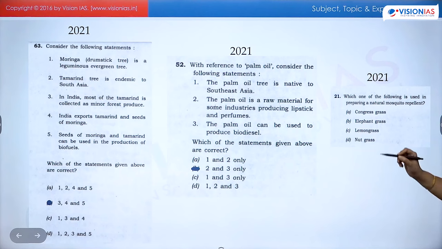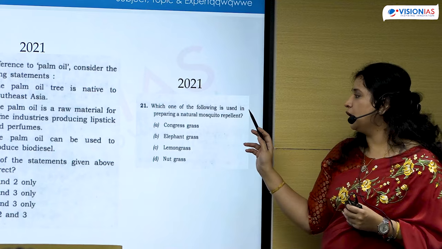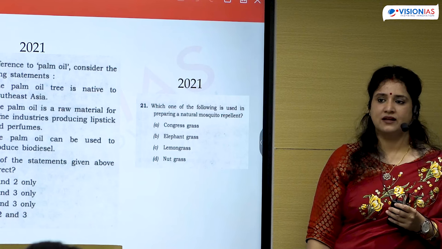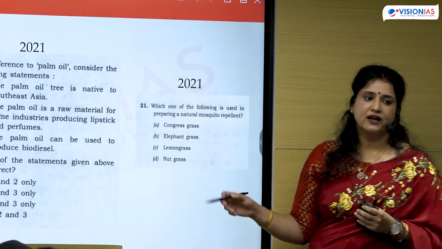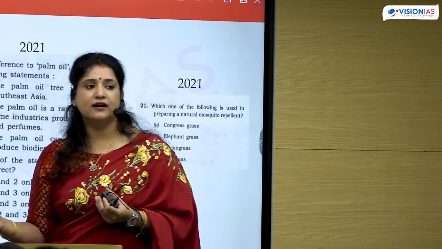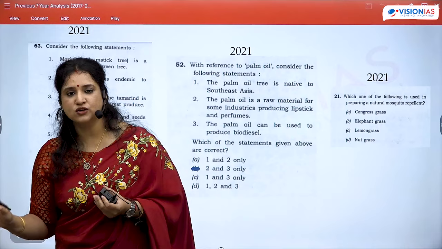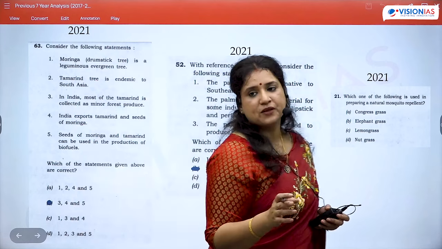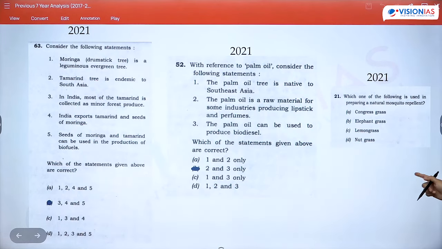Note it down, everybody else should find out. Which one of the following is used in preparing a natural mosquito repellent? Lemongrass, everybody should know this. See, we are a tropical country and for almost half of the year, 6 months, we are dealing with mosquitoes, either dengue, chikungunya or other vector-borne diseases. So it is frequently seen in the news what the natural remedies for repelling mosquitoes are. Lifestyle types tell you to apply eucalyptus oil and so on. Sometimes it is also mentioned that you should grow lemongrass around your house. It will repel mosquitoes.